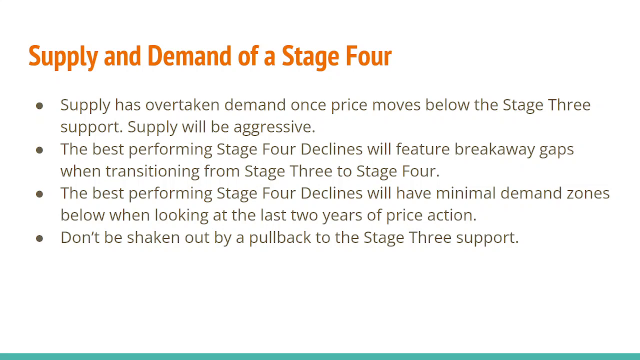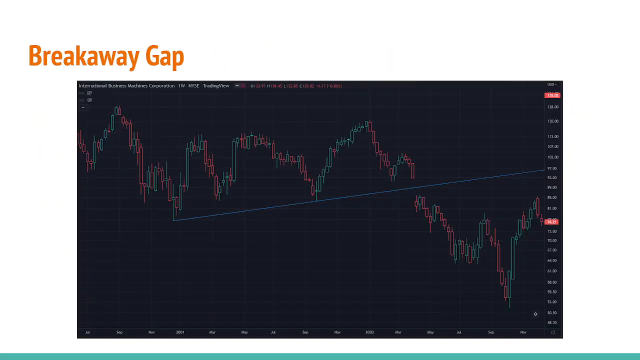So the best performing stage 4 declines will feature breakaway gaps when transitioning from a stage 3 to stage 4. This is the exact same thing I said about stage 1 to stage 2, that the best performing ones will have breakaway gaps. In this case, here is IBM from 2002. Here's your breakaway gap transitioning from that big stage 3, and then you get this gap that puts you into a clear stage 4.